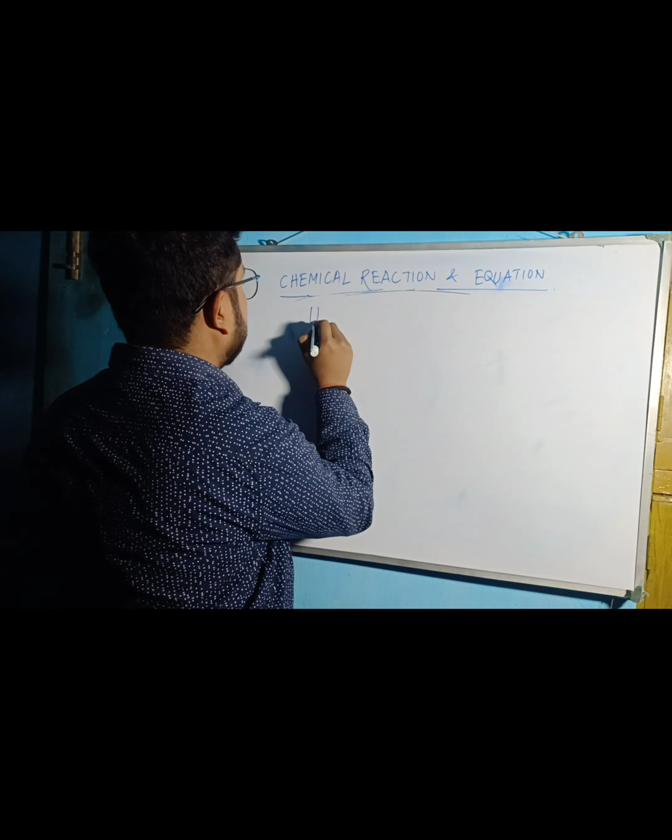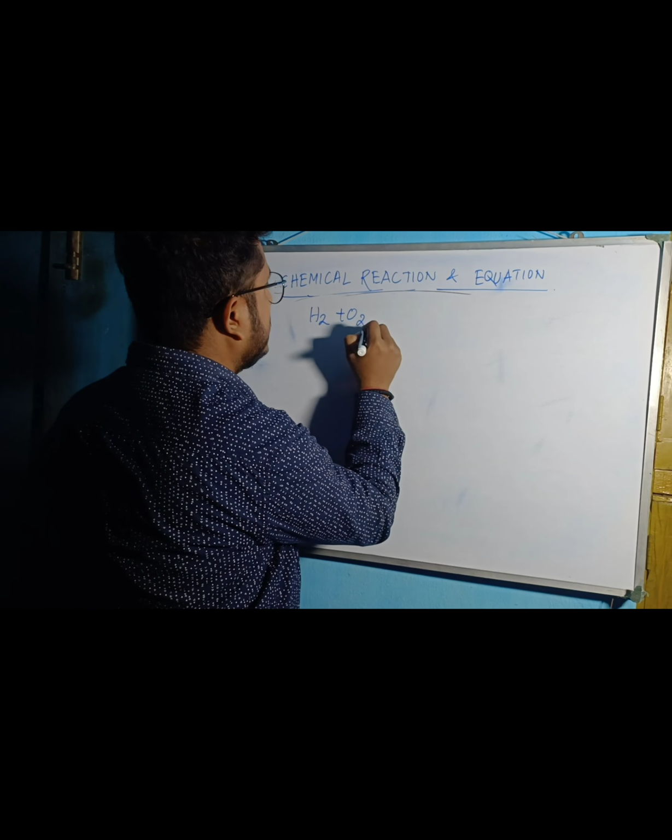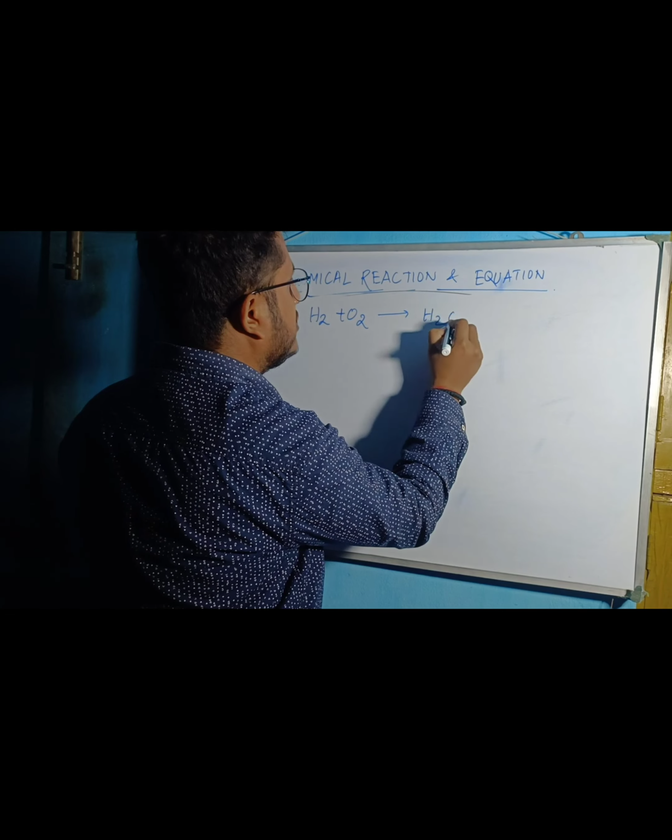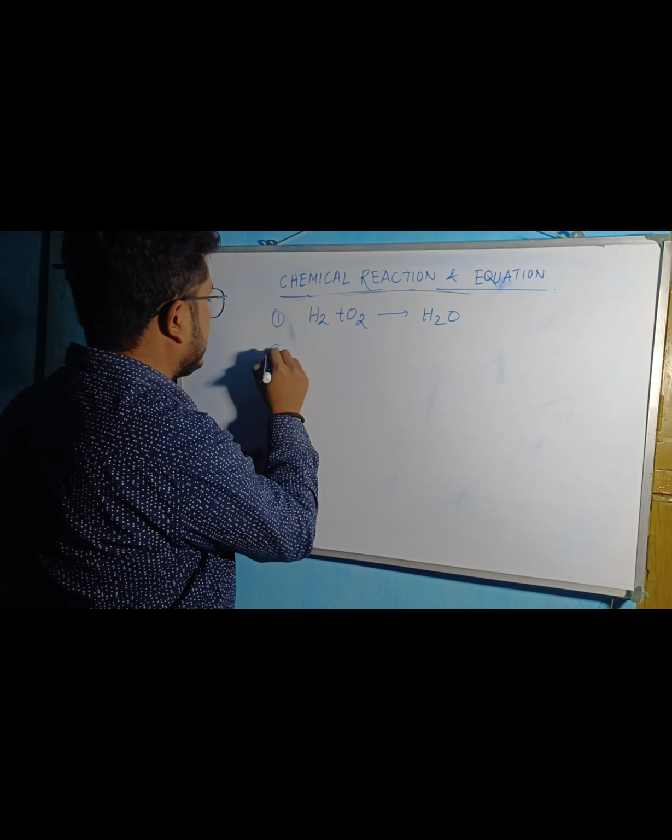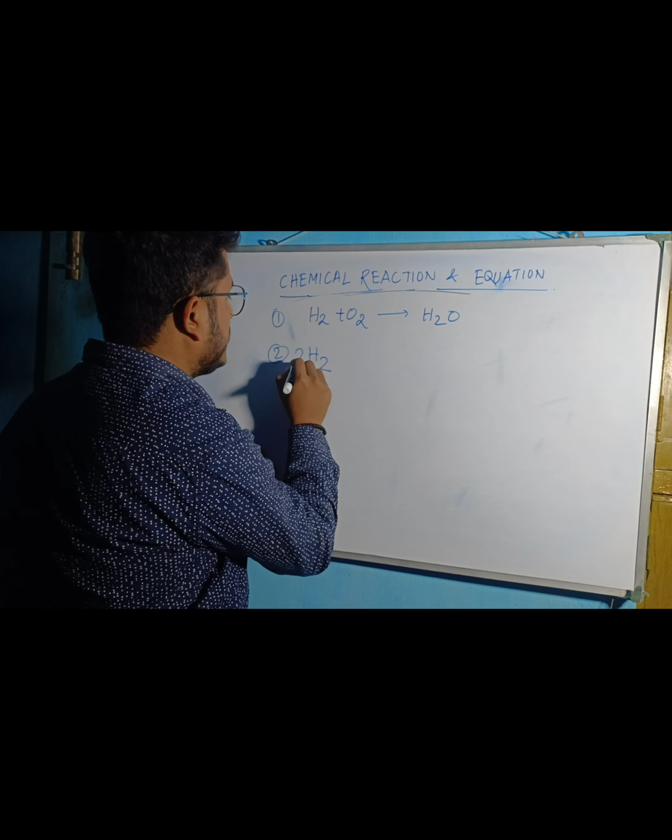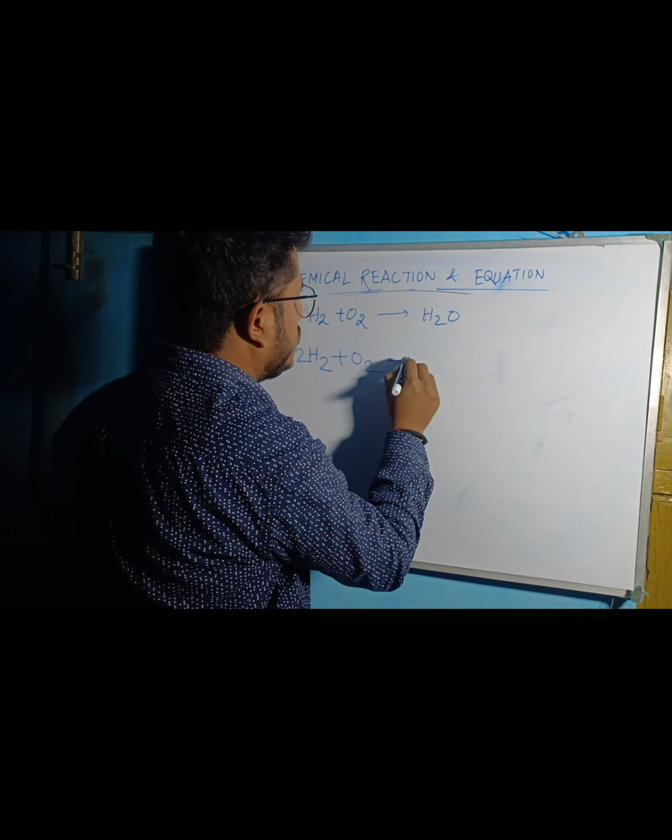Let's take the previous example: H2 plus O2 equal to H2O. This is first, and this is second: 2H2 plus O2 gives 2H2O.